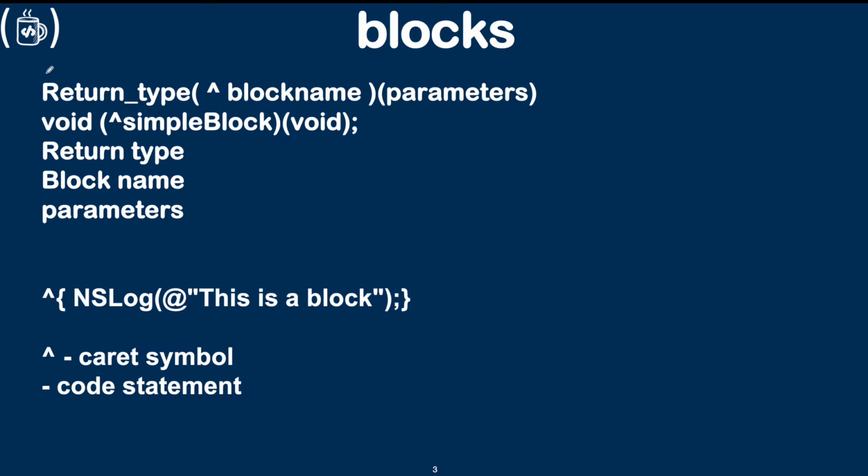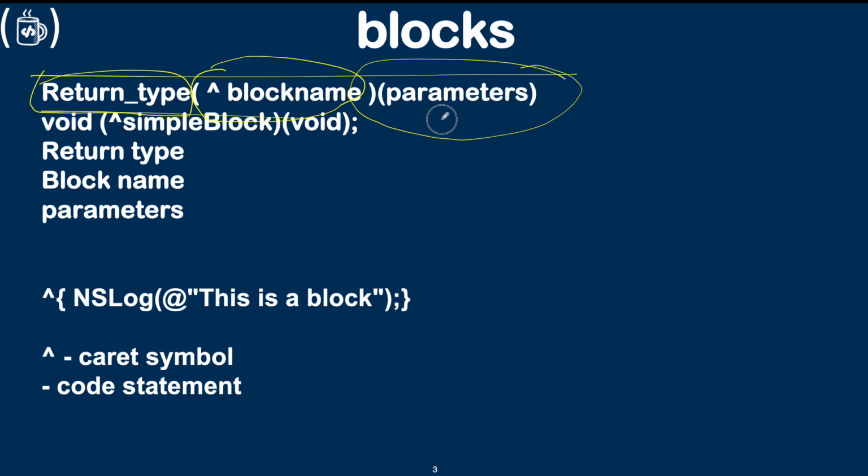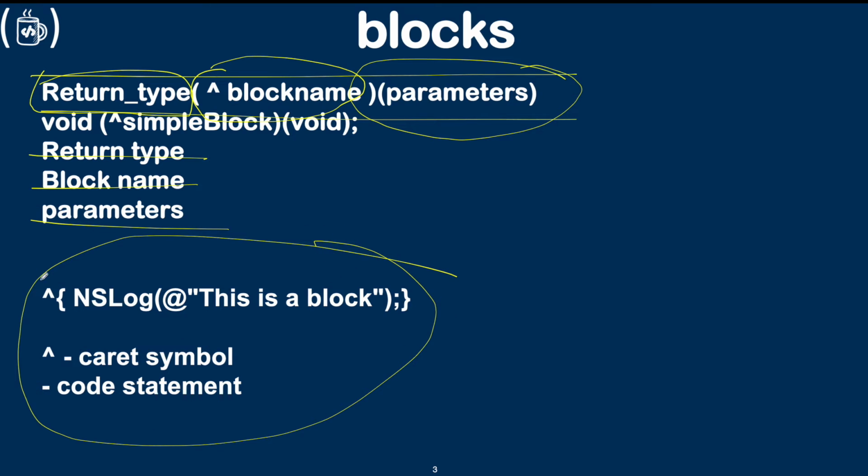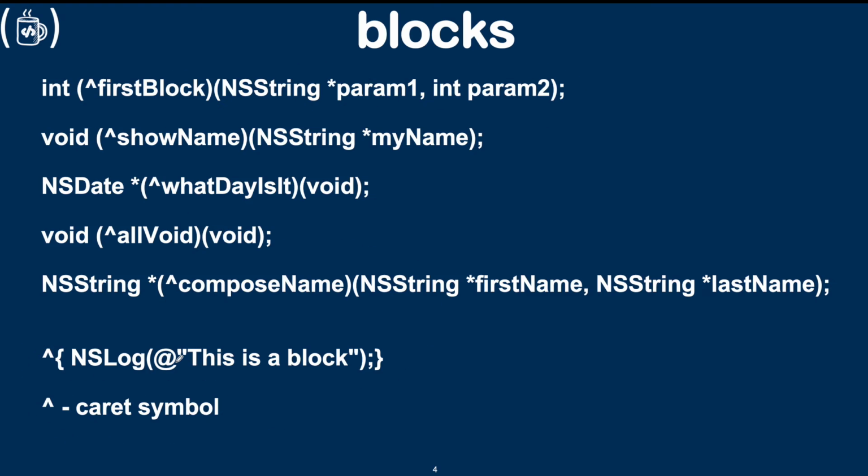So normally blocks have three parts. First one is return type, second one is naming convention, third one is parameter. Normally this one is the block: return type, block name, parameters, and there is a body part also. And block starts with this caret symbol. This is called the caret symbol. Look at this.